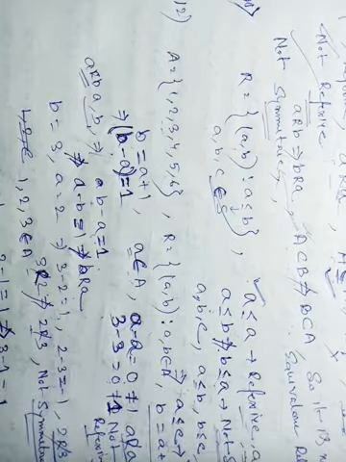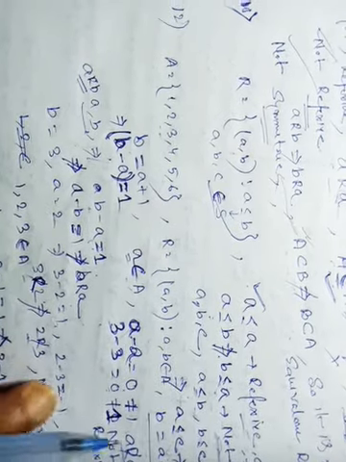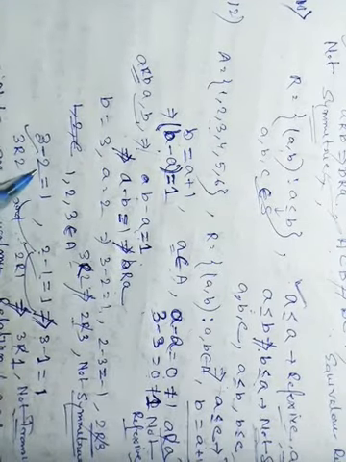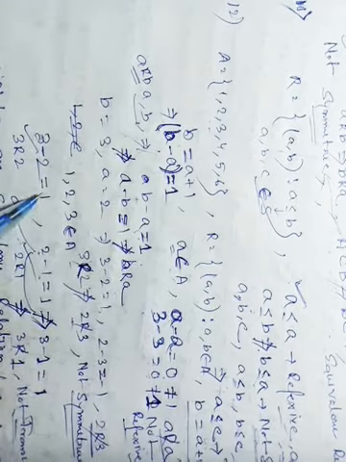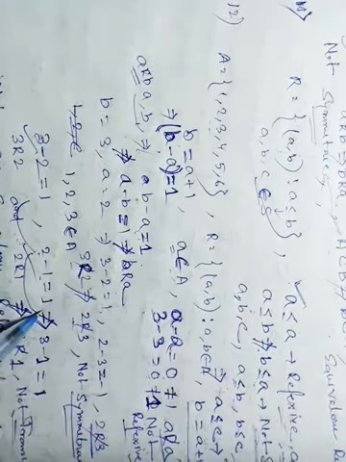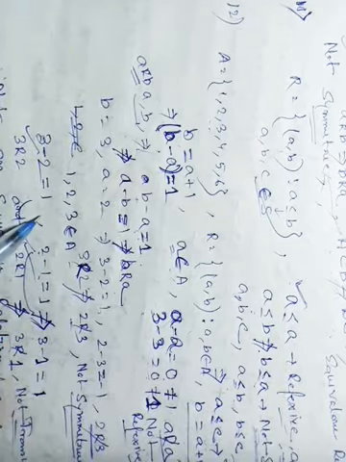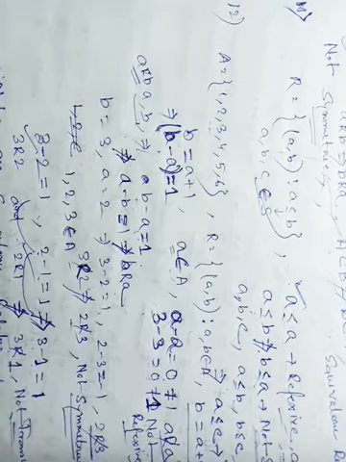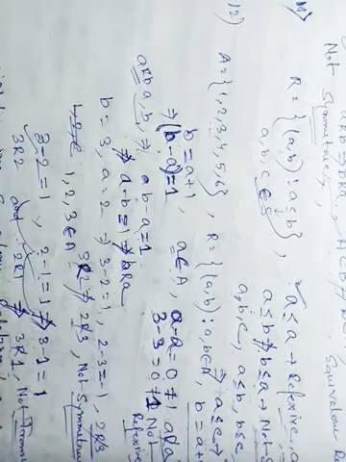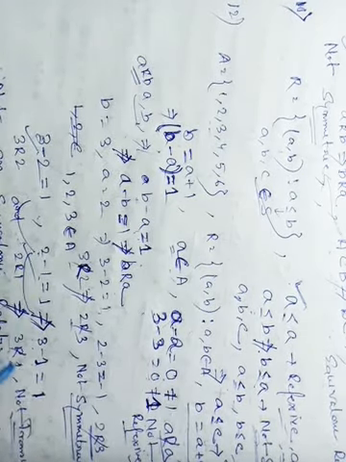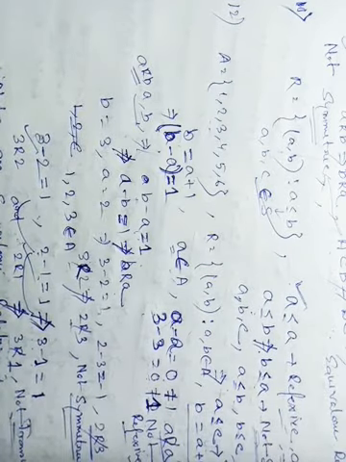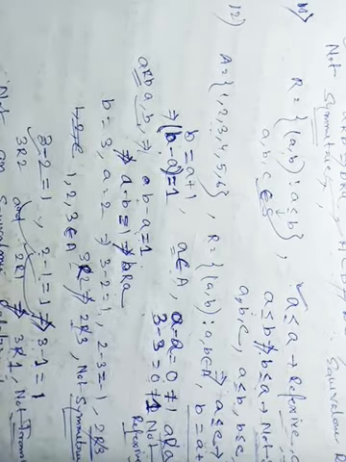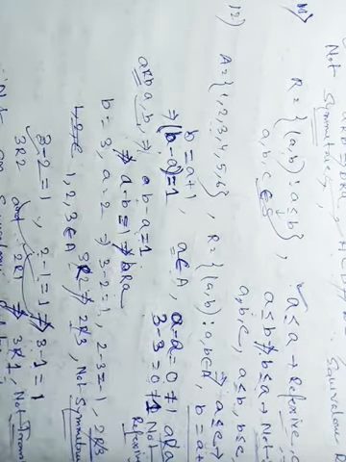Now for the transitive relation, we have to take three elements from A: 1, 2 and 3. Now 3 minus 2 is equal to 1, so that relation is holding, and 2 minus 1 is also 1. Now these two together don't imply that 3 minus 1 is equal to 1. That means 3 is not related to 1. It means 3 related to 2 and 2 related to 1 doesn't imply 3 related to 1. So it is not transitive. So we can say that this is not an equivalence relation.